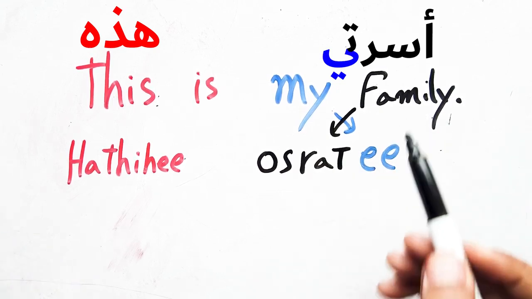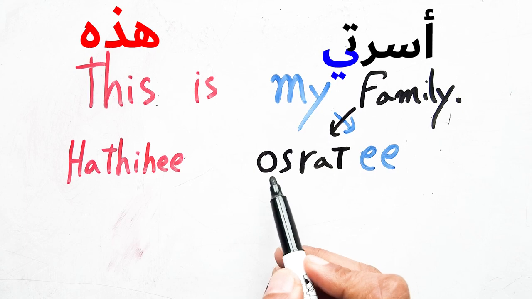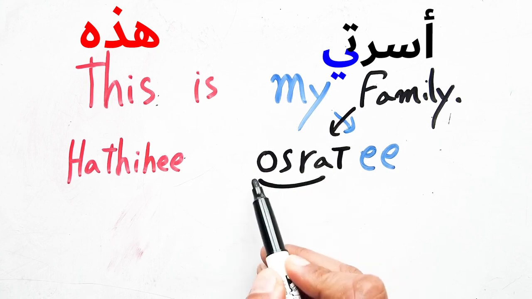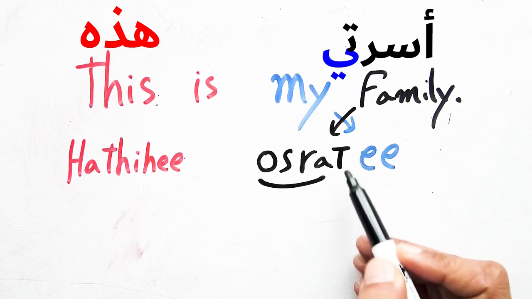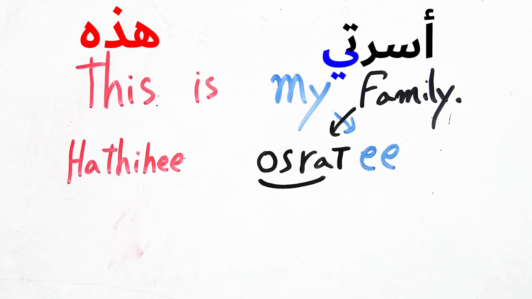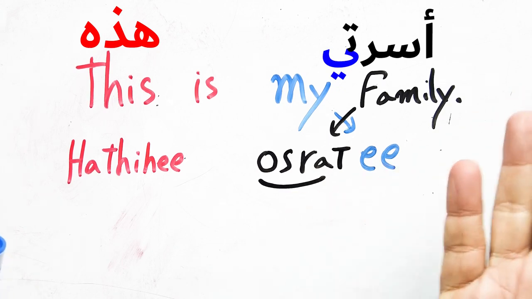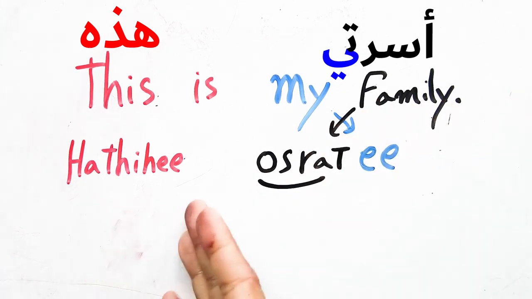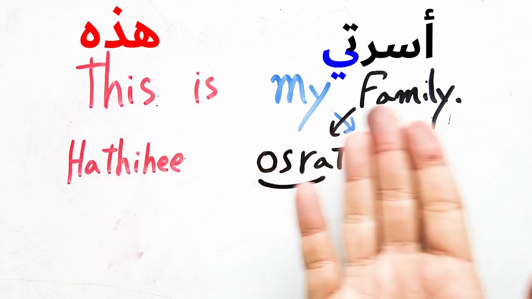Okay, pay attention. If you want to just say the word family in Arabic, it is أسرة. Okay. What is the story of this T here? Okay, this is another topic. But remember now, if you want to say أسرتي, it means my family. هذه أسرتي. This is my family.